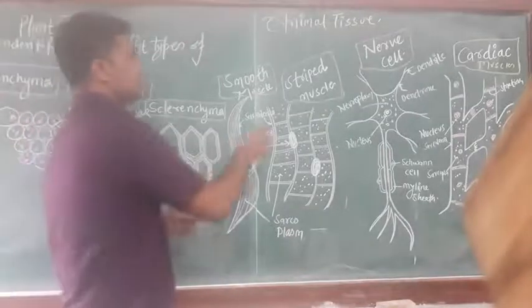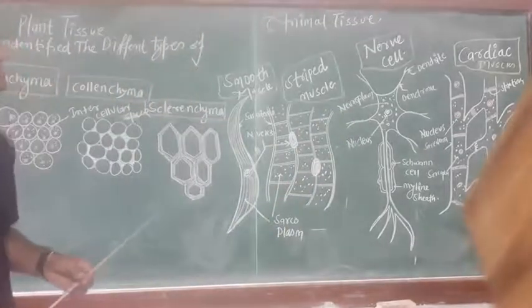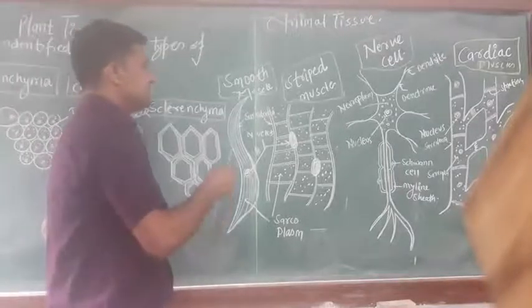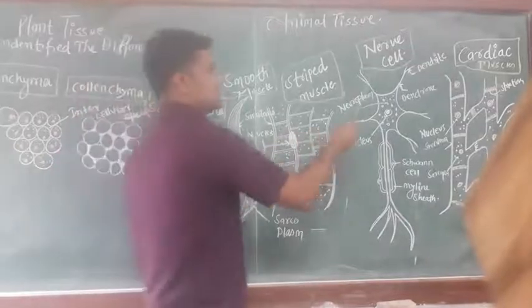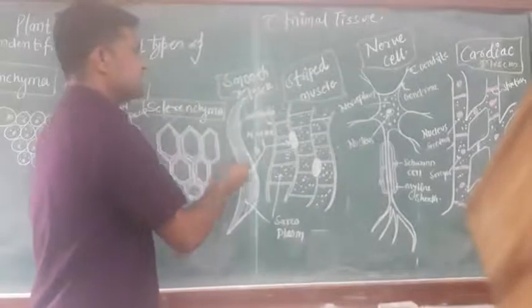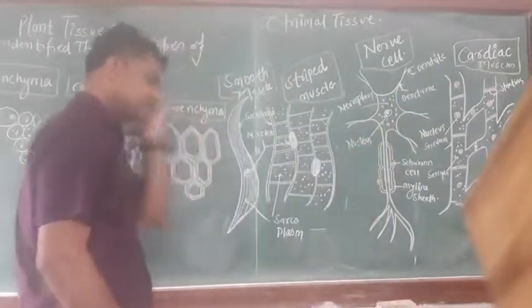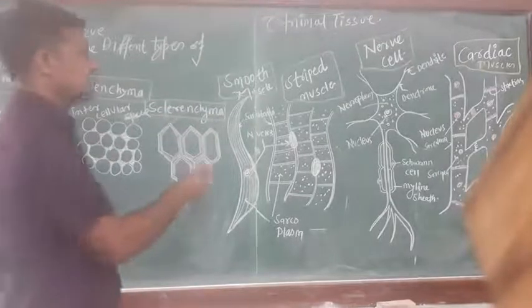Similarly, we have animal tissue. Four types of tissues in your practical. First of all, smooth muscle, striped muscle, nerve cell and cardiac muscle. We have 3 types of muscle: smooth muscle, striped muscle, cardiac muscle, and the nerve cell. So now we start with the first one, smooth muscle.